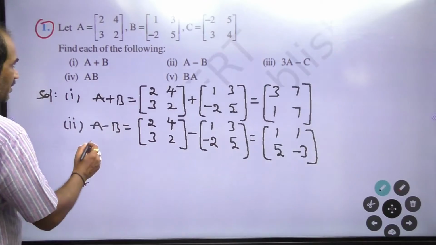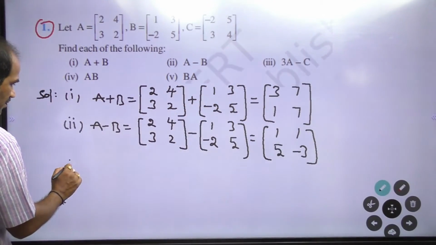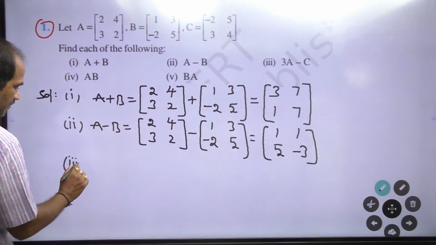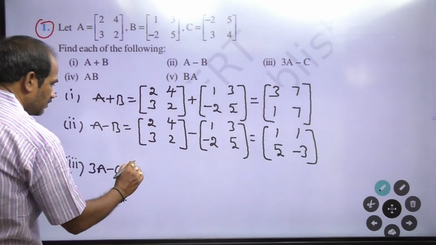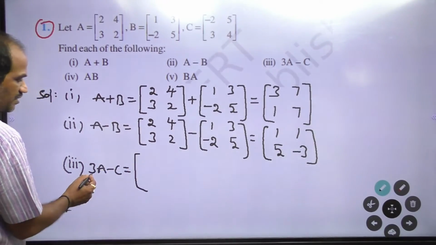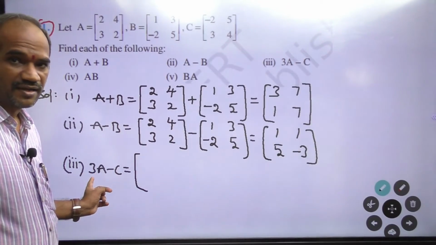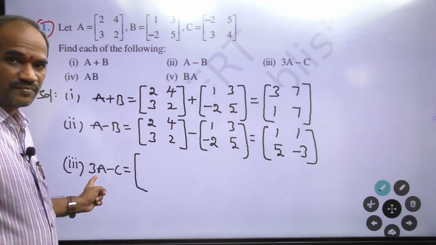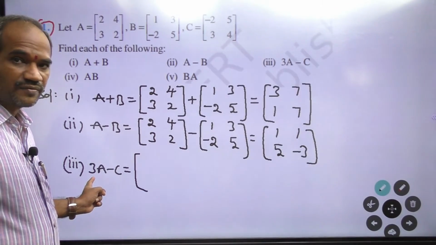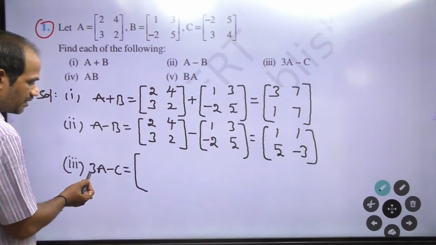Now the remaining value, the third one: 3A minus C. Here 3A means multiplication of a matrix by a scalar. Here 3 is a scalar, so we multiply each element of A by the scalar 3.